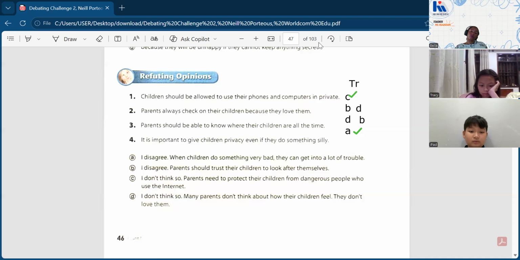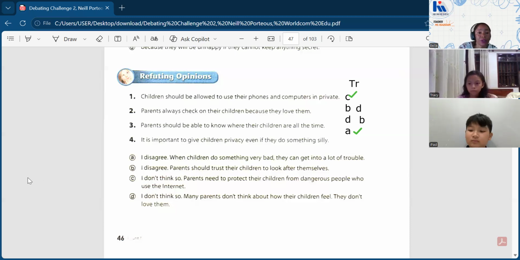I don't think so. Many parents don't think about how their children feel. They don't love them. Parents should be able to know where their children are all the time. I disagree because they should just look after themselves. It is important to give children privacy, even if they do something silly. I disagree when children do something very bad. They can get into a lot of trouble.